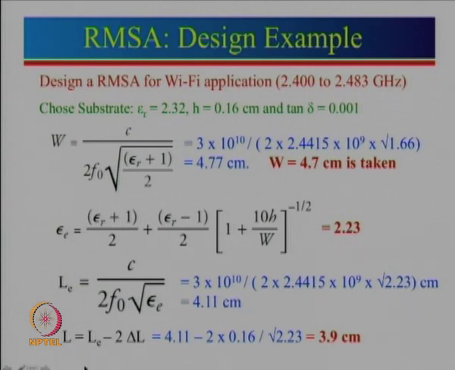And then the next part is to calculate L, which is the physical length. So we use this expression. Now delta L, as I mentioned, is h by square root epsilon E, this is the approximate value, and that comes out to be 3.9 centimeter.